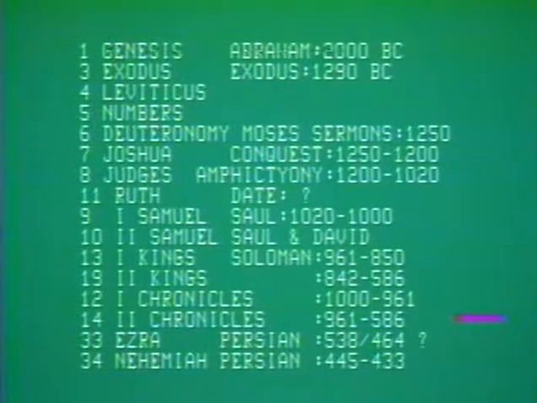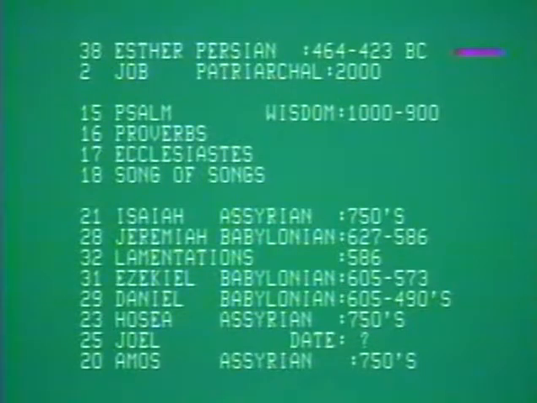Now we come to Ezra and Nehemiah. Now this is the period of the return from the exile. And so we're dating it from 538 BC, which is the decree of Cyrus, down to around 430. So that's the period in general. So these are post-exilic books. Then we have Esther. Of course, she's post-exilic, the reign of Xerxes I.